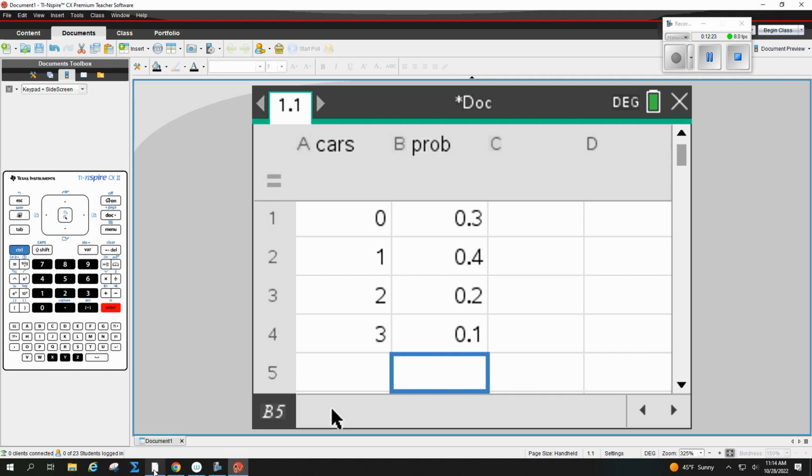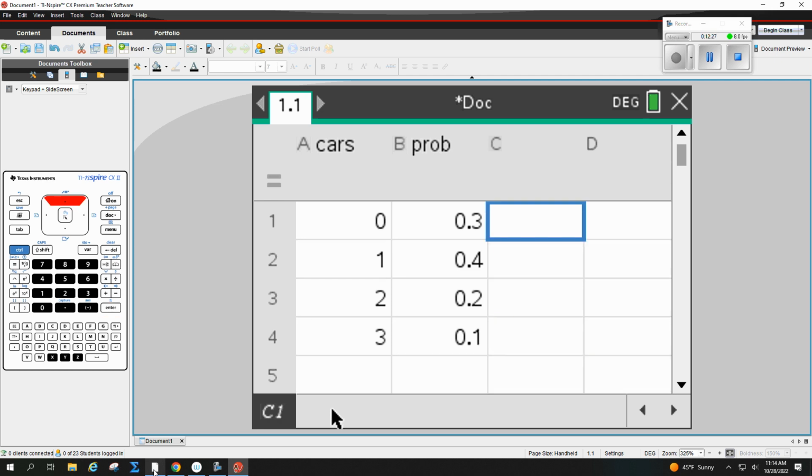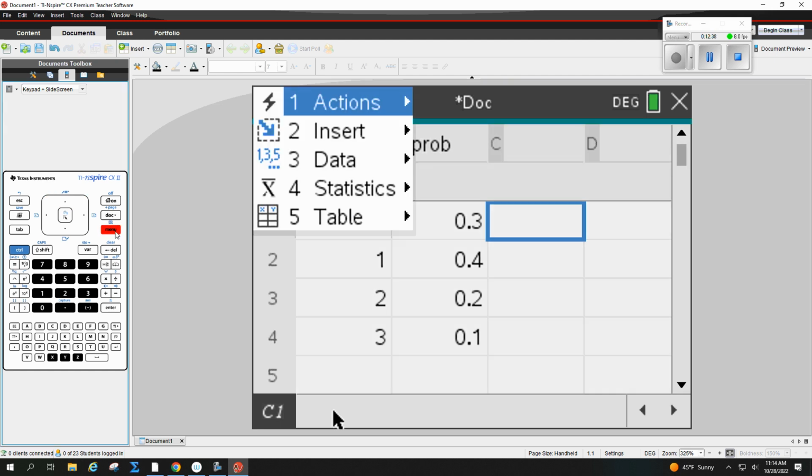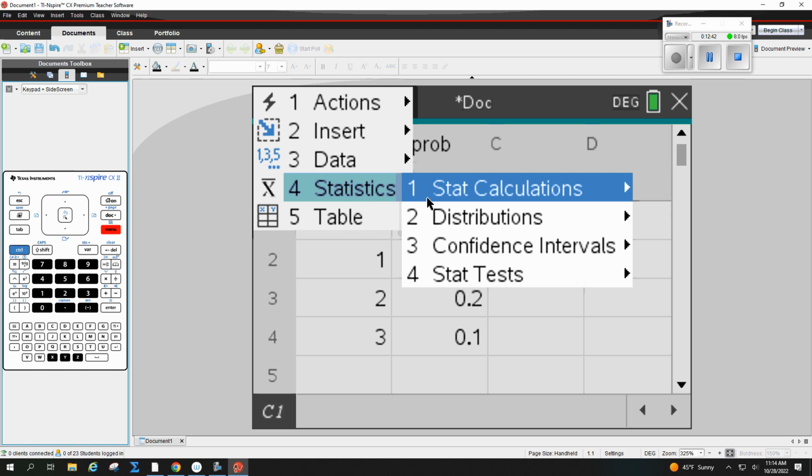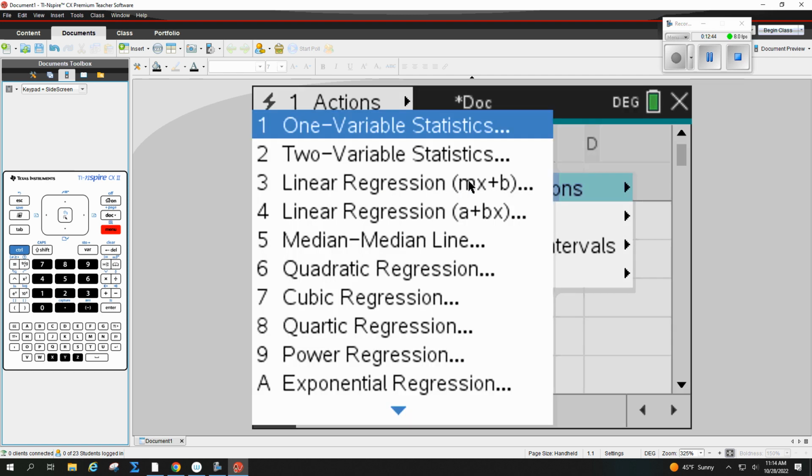Okay, remember when we did one variable statistics for one list of data? It's very similar to that. You just have one extra step. So we're going to go to menu, then statistics, then stat calculations. Okay, we are still going to go to one variable statistics. Do not use two variable statistics in this class. Always use one variable statistics.